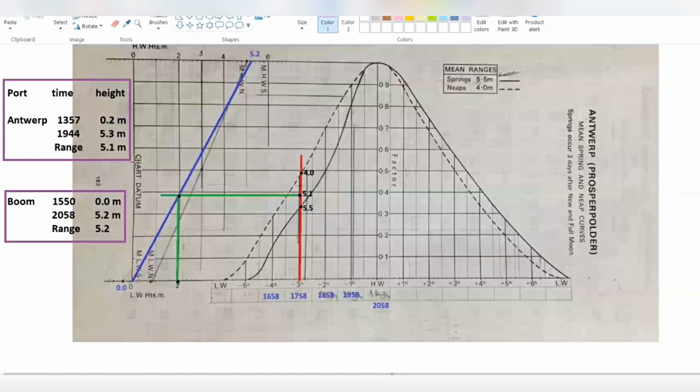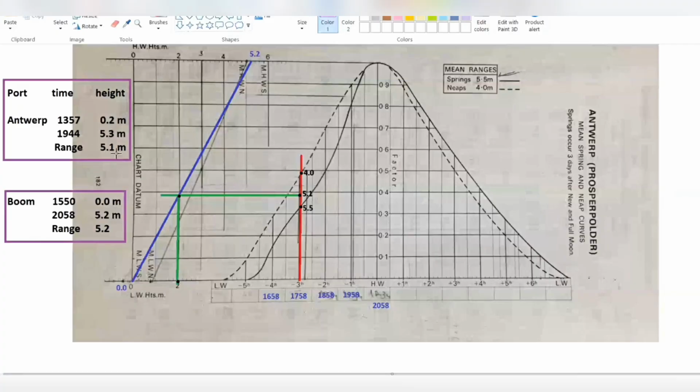No. See, don't get confused. This one is low water, okay? Read your tables. 1357 is low water and 1944 is high water. See your table which we had made for Antwerp first. Yes, sir. The range is the difference between high water and low water here. So we know low water height is this, high water height is this. So range will be the difference. Range is always the difference between high and low water. That is why we call it range.